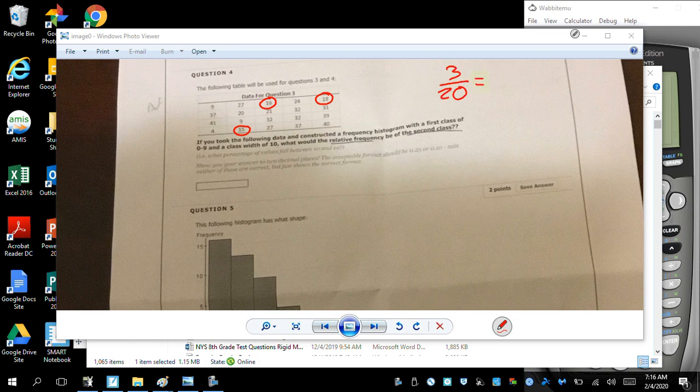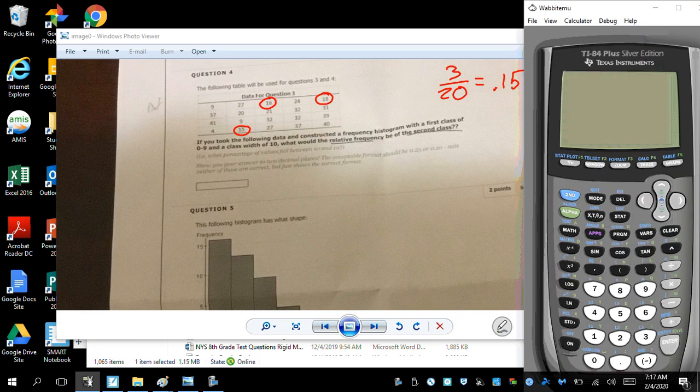That's your relative frequency. And 3 out of 20 is going to be 0.15. So your relative frequency is 0.15, meaning that these represent about 15% of your numbers. If you wanted to know, you can break out your calculator and just say 3 divided by 20. Your calculator is not going to turn on, I guess. So yeah, 3 divided by 20, and you should get 0.15. So yeah, that's it.